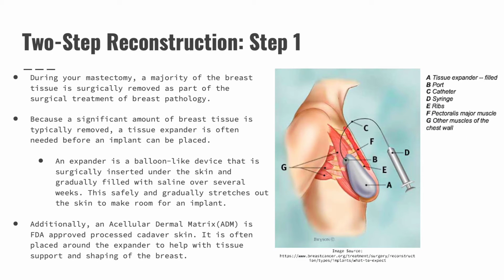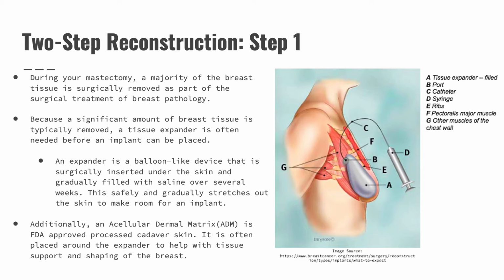Step 1 of the 2-step reconstruction process. During your mastectomy, a majority of the breast tissue is surgically removed as part of the surgical treatment of breast pathology. Because a significant amount of breast tissue is typically removed, a tissue expander is often needed before an implant can be placed. An expander is a balloon-like device that is surgically inserted under the skin and gradually filled with saline over several weeks. This safely and gradually stretches out the skin to make room for an implant.